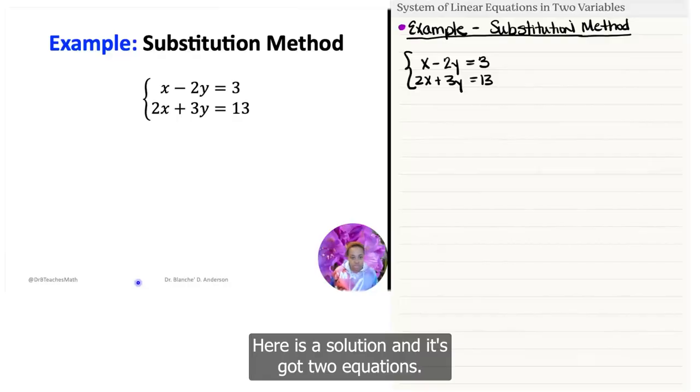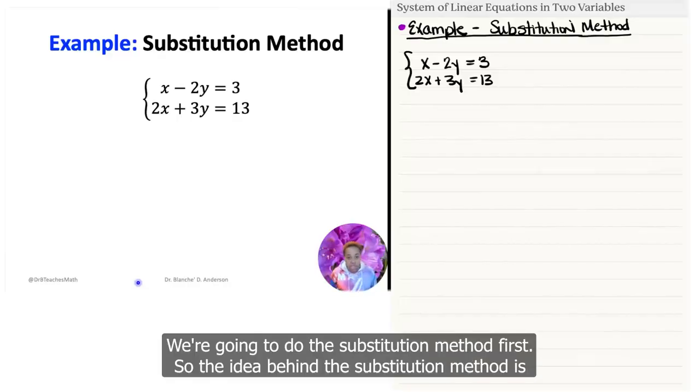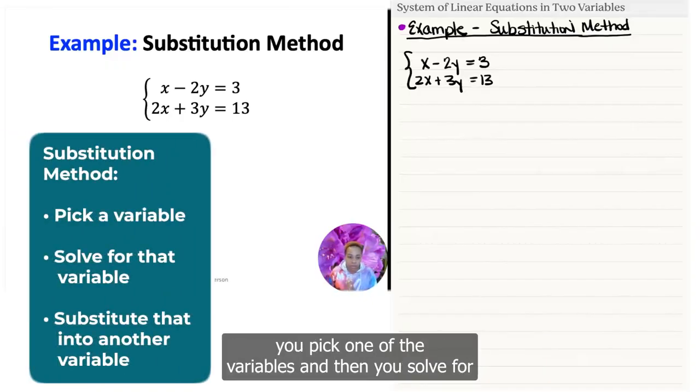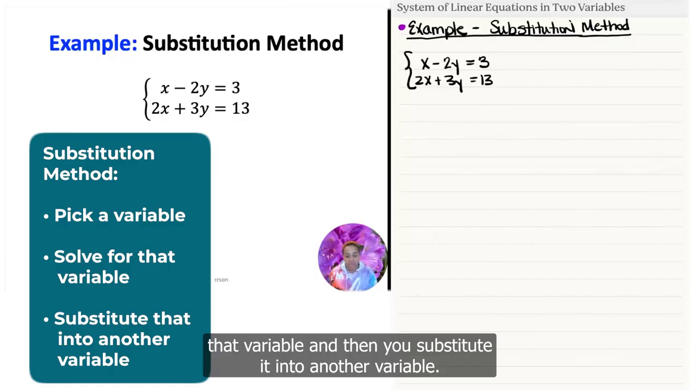Here is a solution, and it's got two equations. We're going to do the substitution method first. So the idea behind the substitution method is you pick one of the variables, and then you solve for that variable, and then you substitute it into another variable.